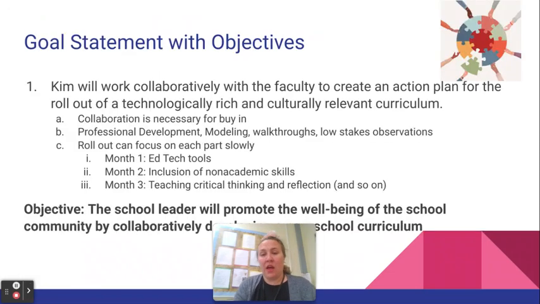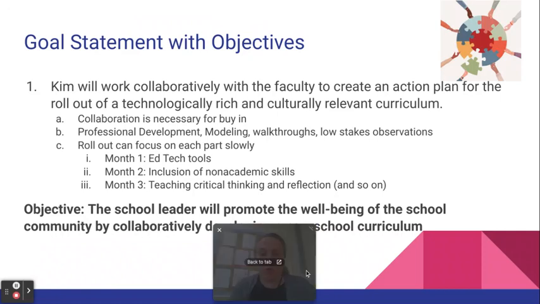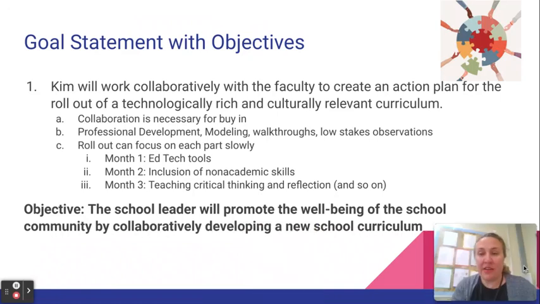So with that in mind, and with it in mind that there needs to be changes, I've come up with these goals that I think would work well for Kim. So she needs to work collaboratively with the faculty to create an action plan for the rollout of a technologically rich and culturally relevant curriculum.